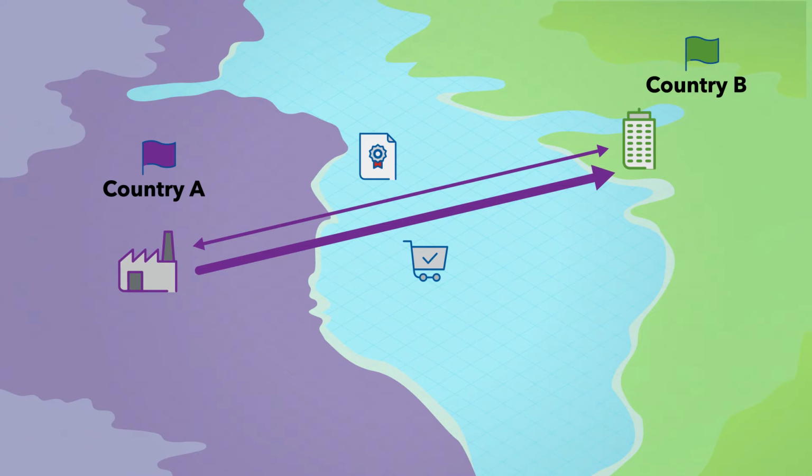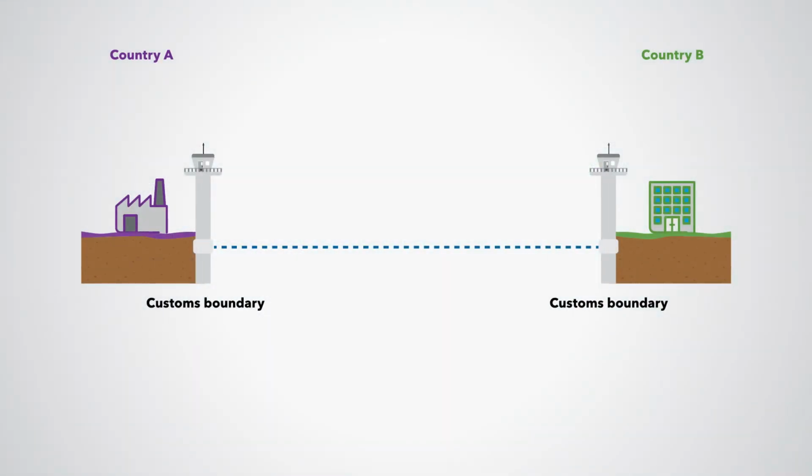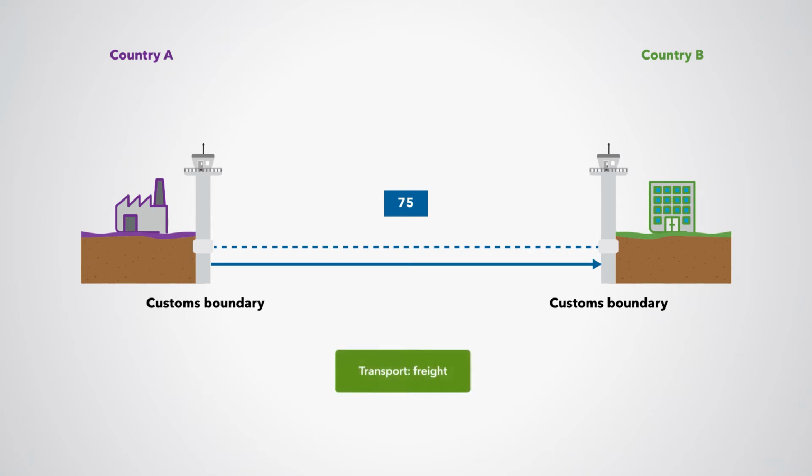The transport service from country A's customs boundary to the customs boundary of country B is provided by a carrier resident of country A. The cost of transport from country A's customs boundary to country B's customs boundary, $75, is included under transport freight services.